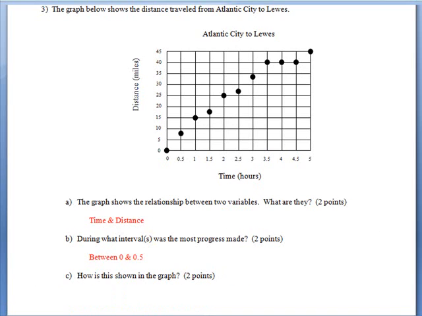Now C says, how is this shown in the graph? We pretty much went over this already. It has the largest vertical space between points.